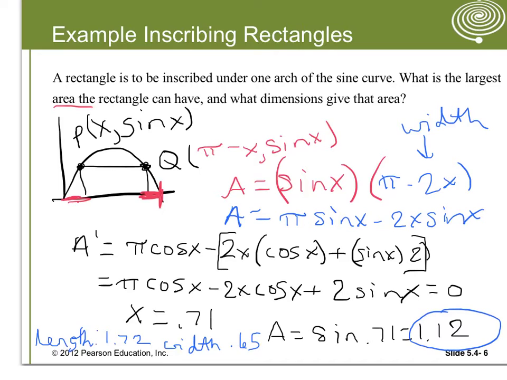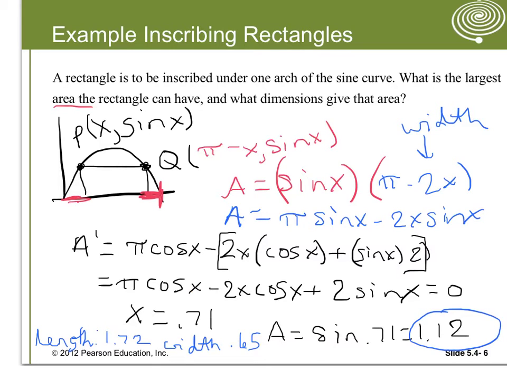Alright, so these are what I got for my numbers. I got x equal to 0.71, and in this case it's obvious to us that we don't need to check our endpoints because 0 and pi are not going to give me optimal areas. So when x is 0.71, that's when my area of the rectangle is the largest.